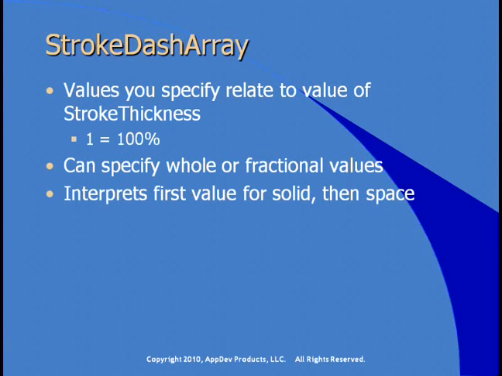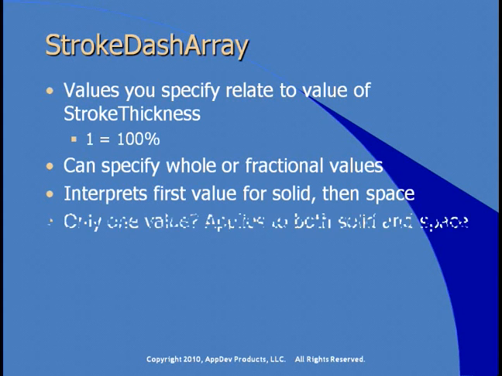Now, when you specify the values in your stroke dash array property, the first value indicates the size of the solid piece, and then the next value indicates the size of the space piece. If you only specify one value, it applies to both the solid and the space. So if you specify 1, for example, you'll get a solid part, then a space part, then a solid part, then a space part, all whose width is the same as the stroke thickness of the line itself.